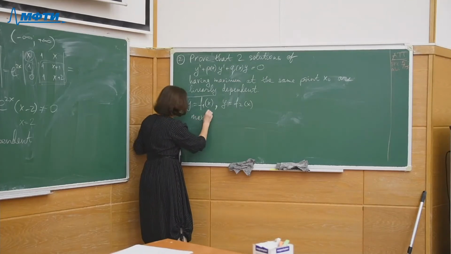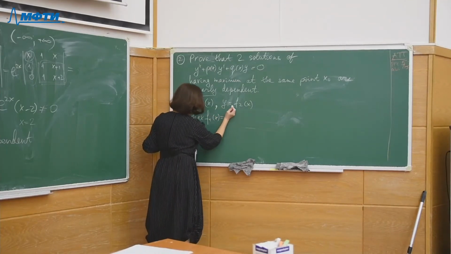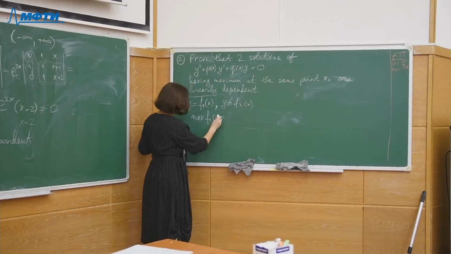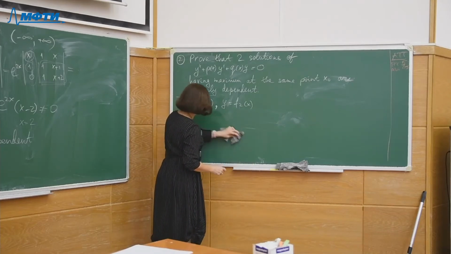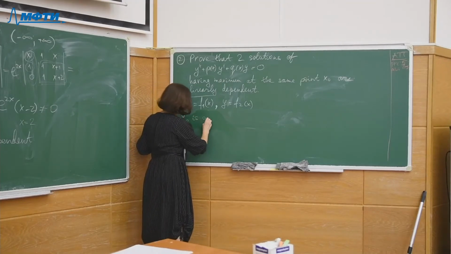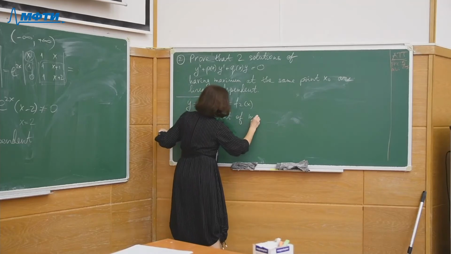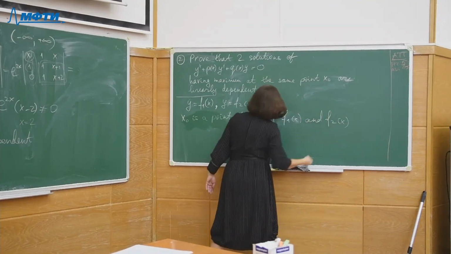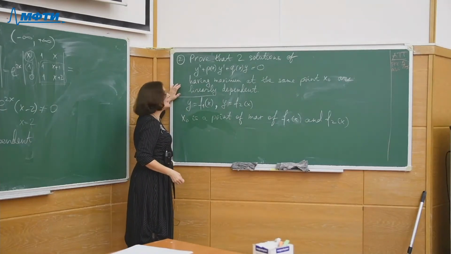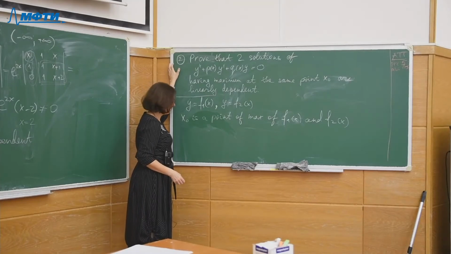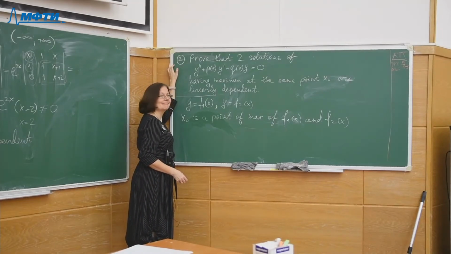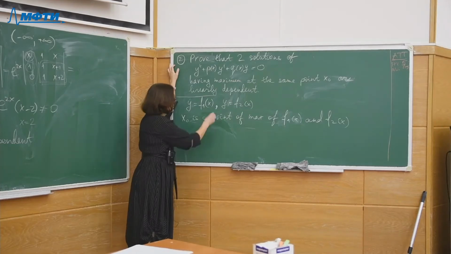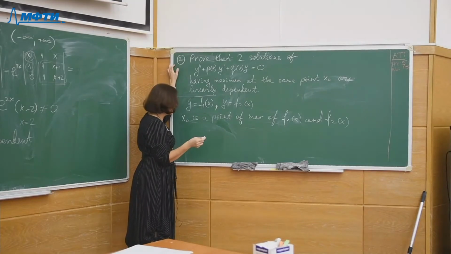So the maximum of the function is achieved at the point x0. So x0 is the point of maximum of the function f1 of x and f2 of x. And now we must prove that these functions are linearly dependent. How to prove this? Should we take the same approach as we took there? Let's see the Wronskian. Maybe we may do this. We may try to do this, right? Let's find.